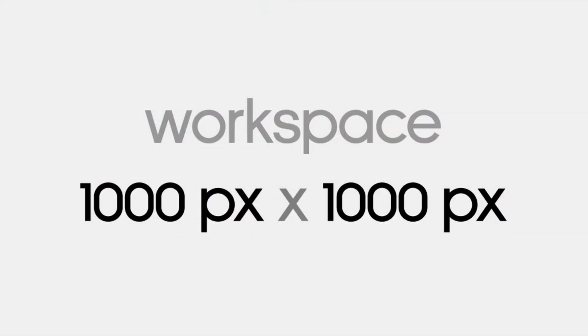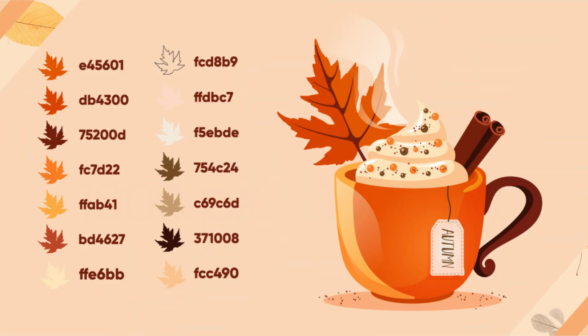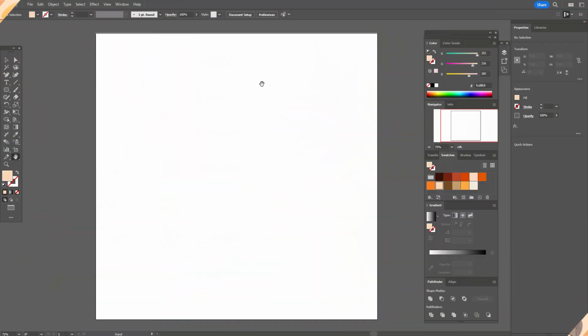This is the size of my workspace and these are the colors which I'm going to use in my tutorial. If you need the file with colors and that design, you can come to my Telegram channel and take it absolutely for free. And now let's start to draw our cup. My workspace is ready and colors are already in the swatches panel.